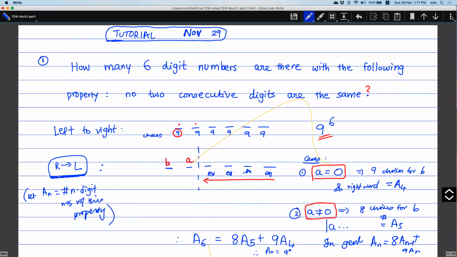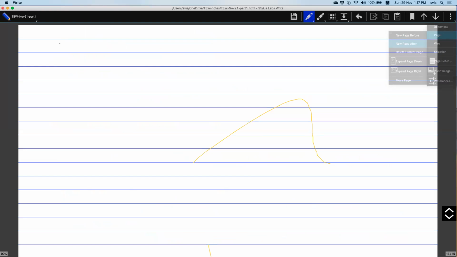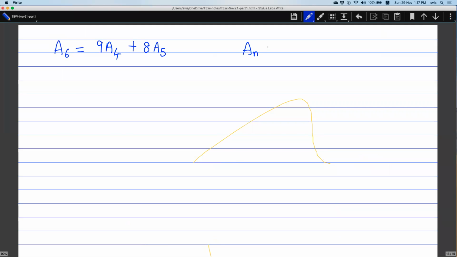So what does this tell us? It says that A6 is nothing but 9 times A4 plus 8 times A5. And more generally, the same argument shows the following. If we're trying to find the number of such numbers with n digits, then that's 9 times the same thing with 2 digits to the right, plus 8 times A(n-1). This is true for all n for which it makes sense. So n has to be at least 2 here, so that A1 at least makes sense.